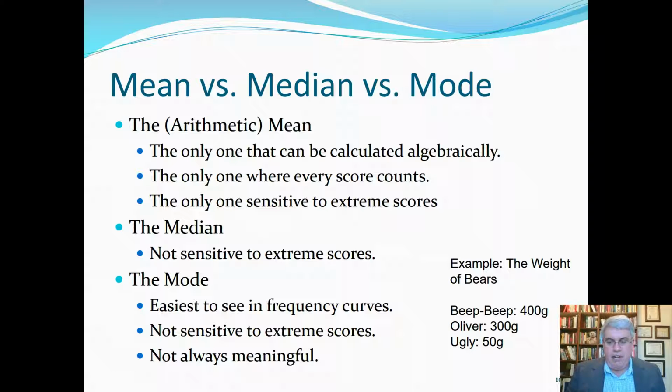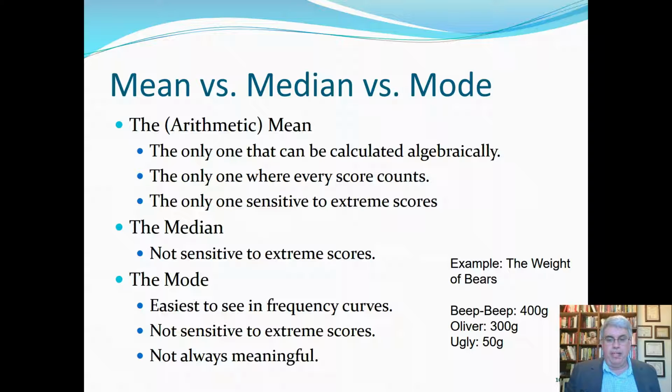Now let's compare the mean, the median, and the mode. The mean, sometimes called the arithmetic mean, is the only one that can be calculated algebraically. It's the only one for which we've got a formula. So when we want to do calculations, that's a pretty good thing to be able to have a formula. It's also the only one where every score counts. If you change any score, it's going to change the mean. It might not change the median, it might not change the mode, but it will change the mean.